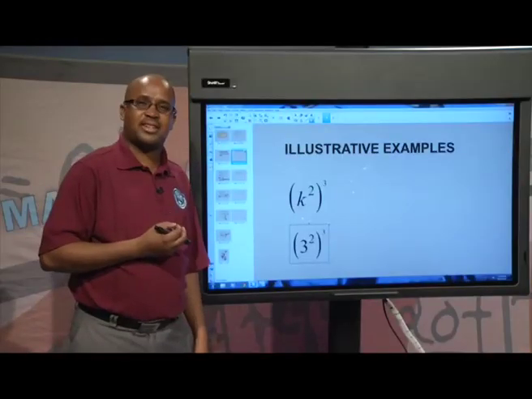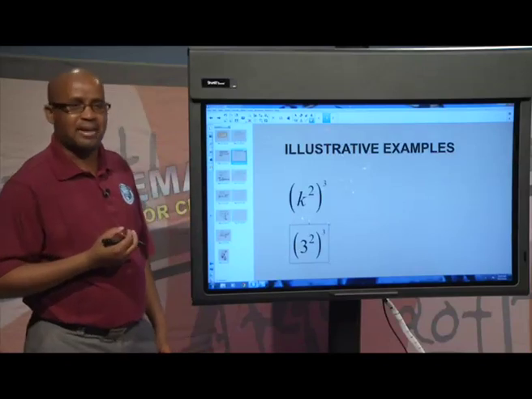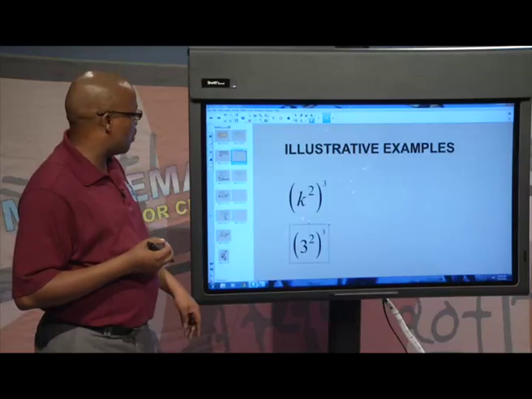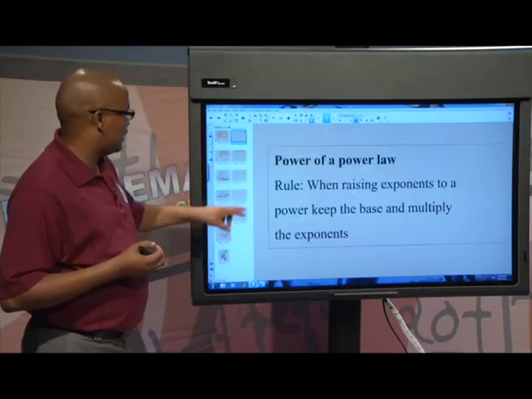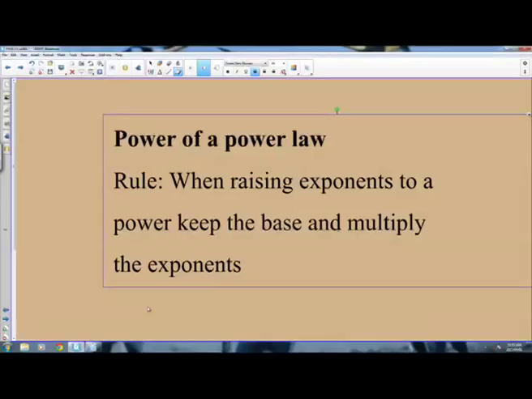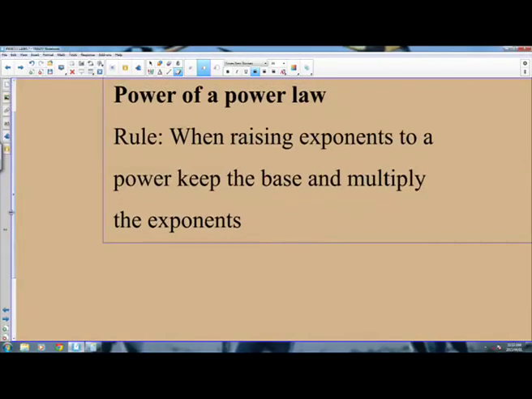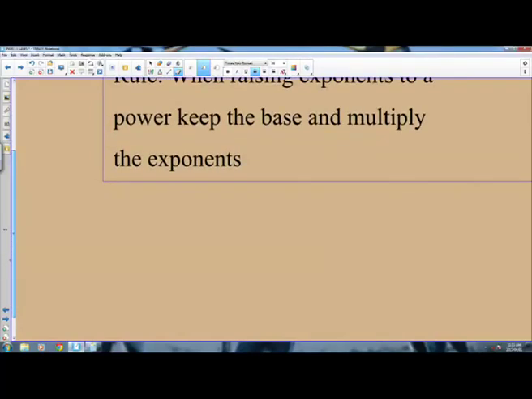Your question is, how do we apply the power of power law? We'll have to look at that law, the power of power law. Let us have a look at it before we can look at examples. It says, when raising an exponent to a power, keep the base and multiply the exponents. And then we need to represent this in a mathematical way. It's the power of power law.